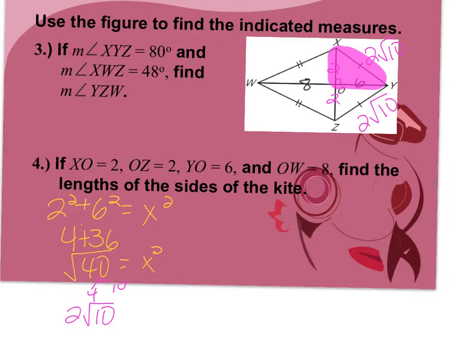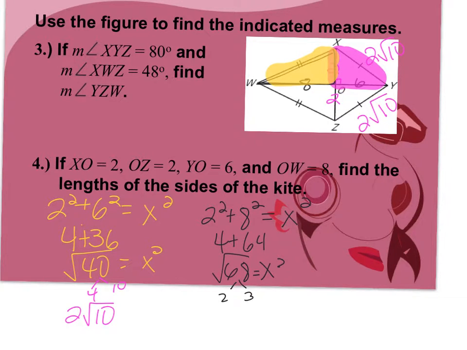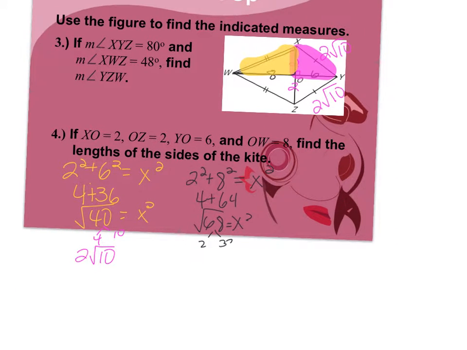And then the other right triangle would be here. And I could either use the top one or the bottom one, but I can say that 2 squared plus 8 squared would equal x squared. So 4 plus 64 is 68. Square root of 68, 2 and 34, which is 2 and 17, and I get 2 square root 17.